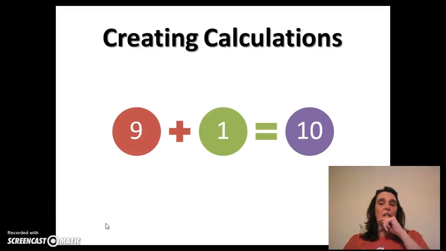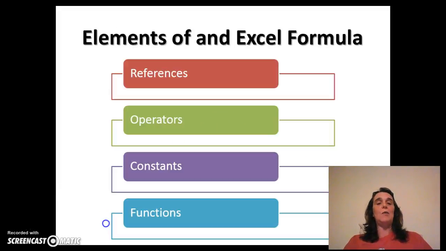So here we're going to talk about creating calculations. So, some elements of the Excel formula. First of all, we have references. References are anything that are based on the active cell or a range of cells. So A1 is a cell reference.